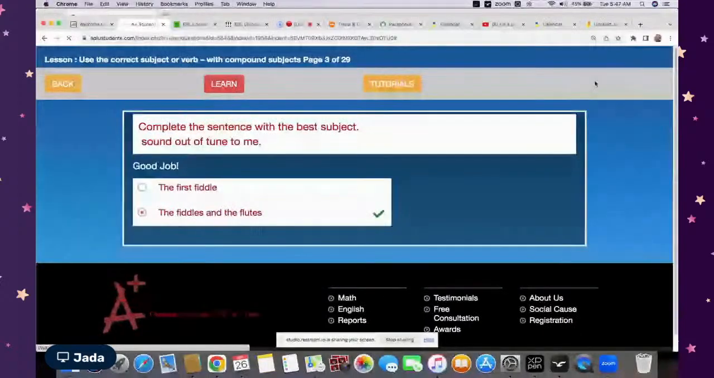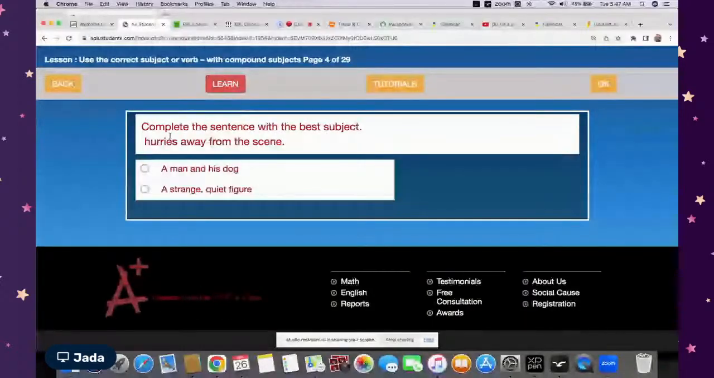All right, let's do two more questions before I let you all finish up. We have "hurries away from the scene." Hurries with es, which is what, a singular verb. So what's gonna be the right answer here? The best subject, because we have hurries, which is a singular. So is it gonna be a man and his dog or a strange quiet figure? Which one? A strange quiet figure or a man and his dog? Two. Yes. Okay. A strange quiet figure.